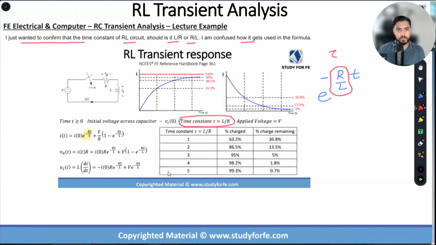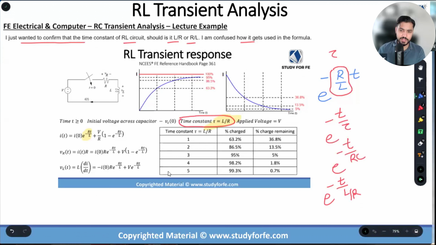Whereas in reality, when you're dealing with the RL transient or RC transient, this component is actually e to the power of minus t divided by tau, where tau is the time constant. If we are dealing with RC transient, it is pretty simple. It's simply e to the power of minus t divided by RC. Now, as I've explained to you, your tau is equal to L by R, correct? This becomes e to the power of minus t divided by L divided by R.